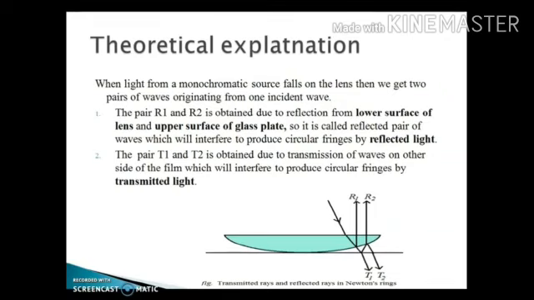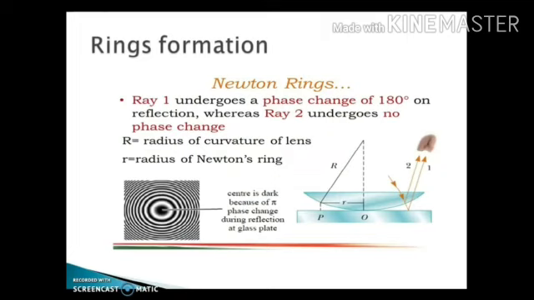Now in the next slide, you can see how the rings are formed. I have already told you that ray 1 and ray 2 will be in 180-degree phase difference. So we will obtain the Newton rings as you can see in the figure here. In this case, due to the extra phase difference of 180 degrees in wave number 2, we will obtain a dark spot or a dark ring at the center. We will talk about the conditions of the path difference due to which we have obtained these types of rings.